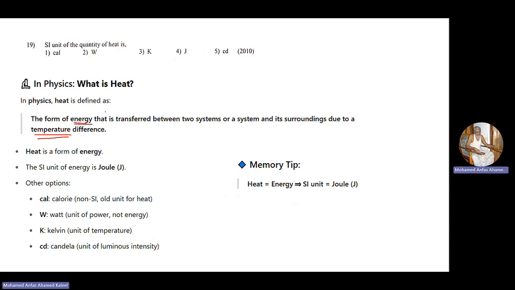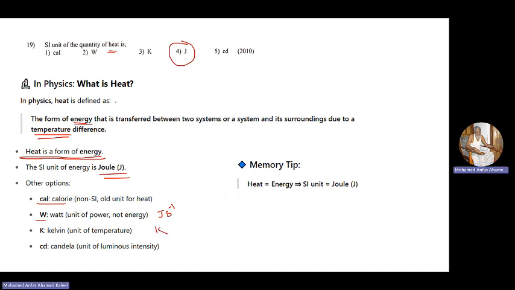Okay, transferring energy. So the heat is what? It is energy. We know that the energy we are measuring by joule. Directly we can answer. So heat is a form of energy. The SI unit of the energy is joule. Calorie is a non-SI unit. You know that one. Watt also, but it is a unit of power. How are we measuring watt? Joule second minus 1. Kelvin is actually a temperature.